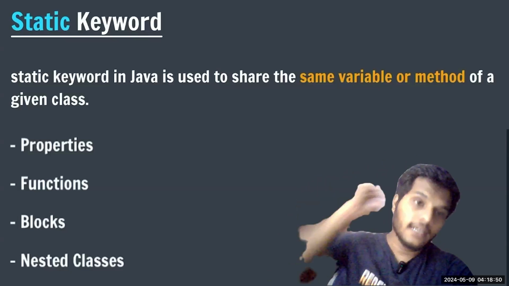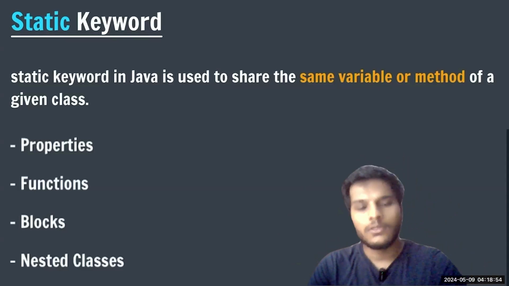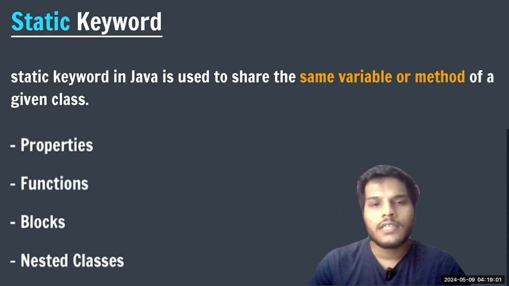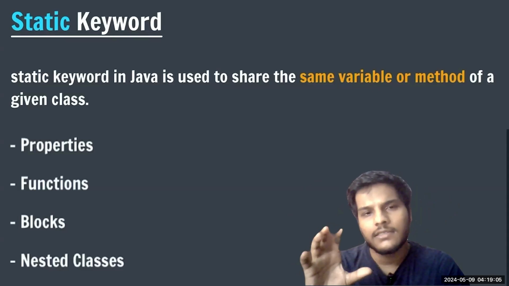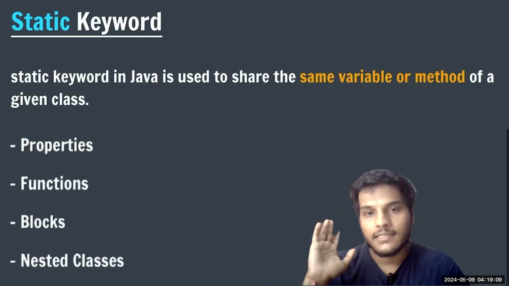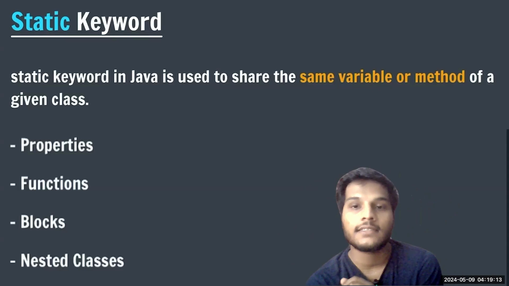So now we'll see what is the static keyword. We'll just see the theory part of this. Due to time constraints, I cannot explain the code part. So what is the static keyword? The static keyword in Java is used to declare elements, meaning variables and methods, that belong to the class itself rather than instances. So they belong to the class, not to objects.